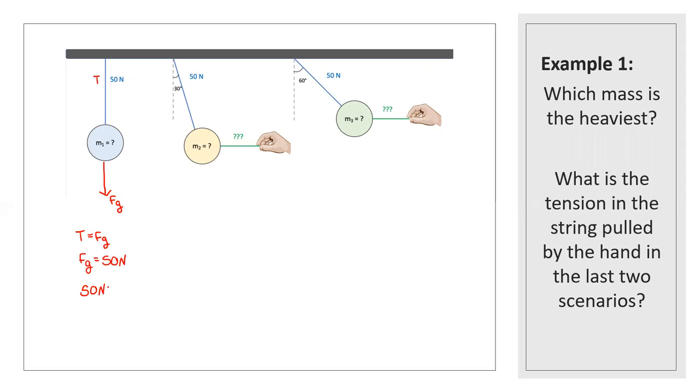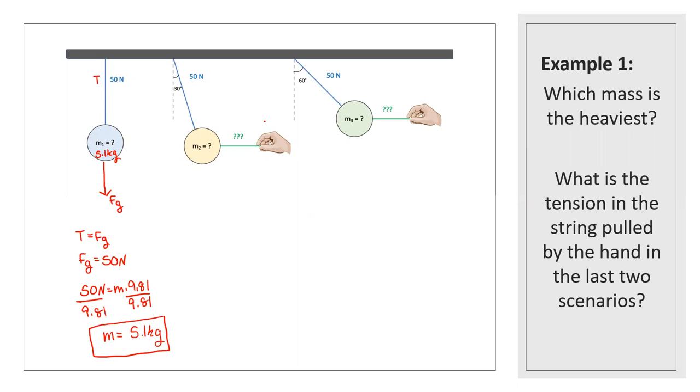So 50 newtons is equal to mass times 9.81, dividing both sides by gravity. Our mass is equal to 5.1 kgs. So this is a 5.1 kg object. All right.